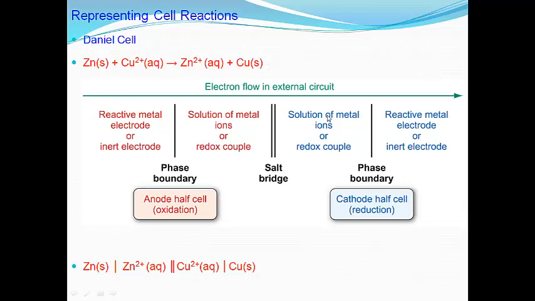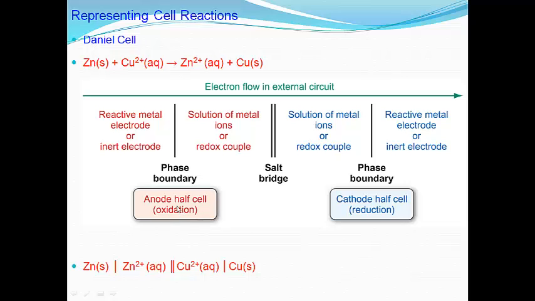This is the archetypal cell diagram, where it essentially represents the electrochemical cell in its strictest and most exact form. And so on the left hand side we have what we call the anode half cell, where we of course know that oxidation takes place.